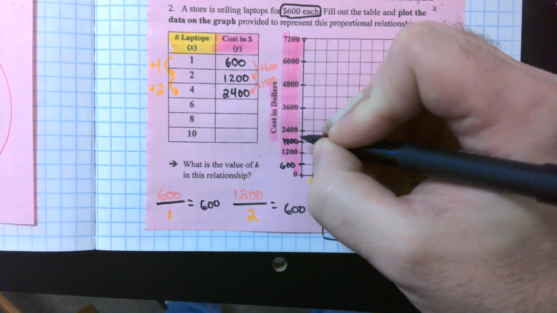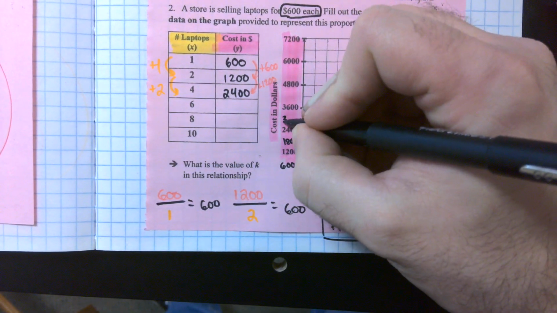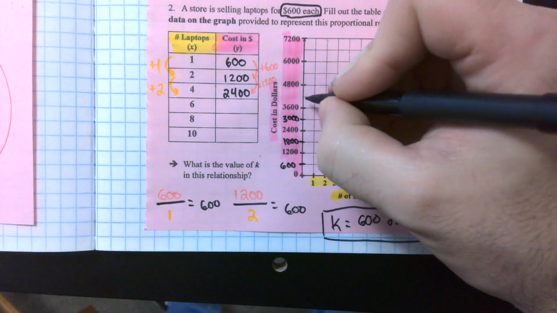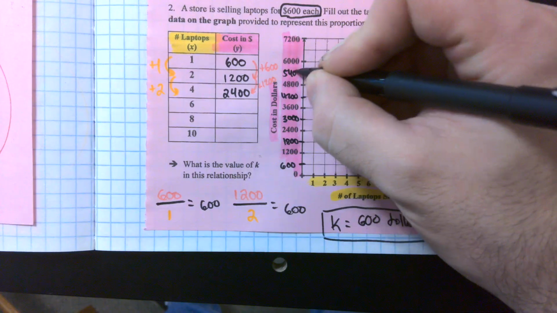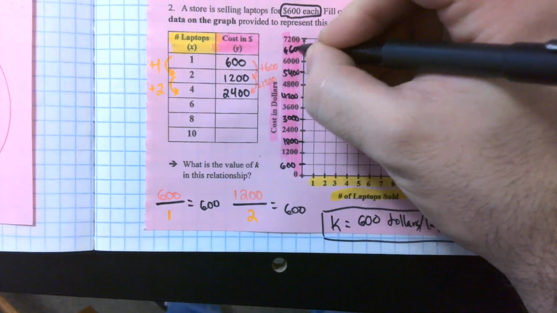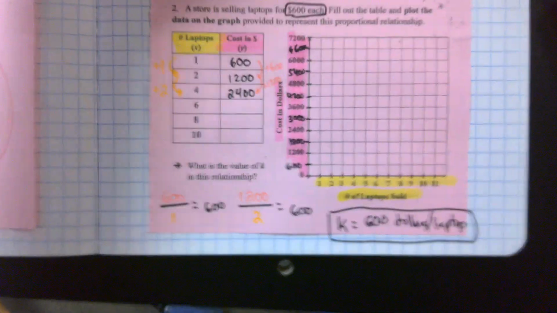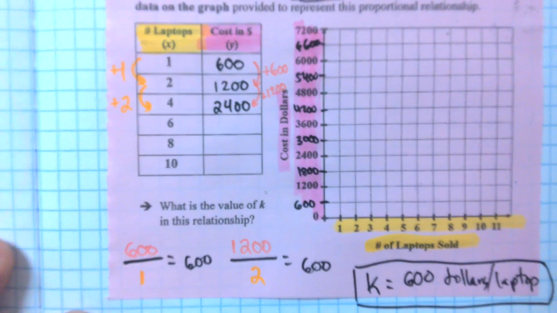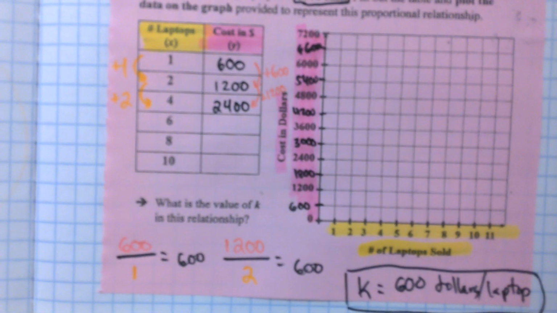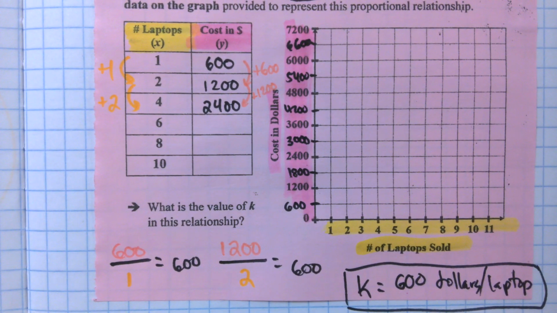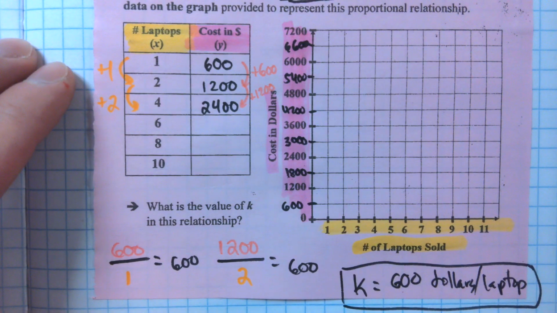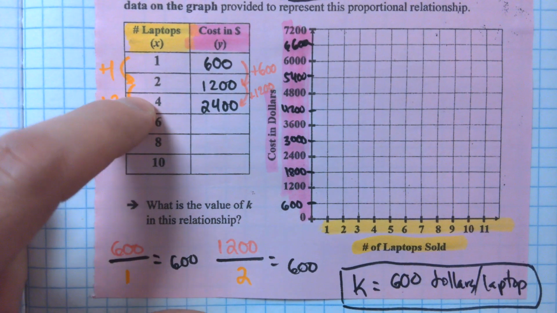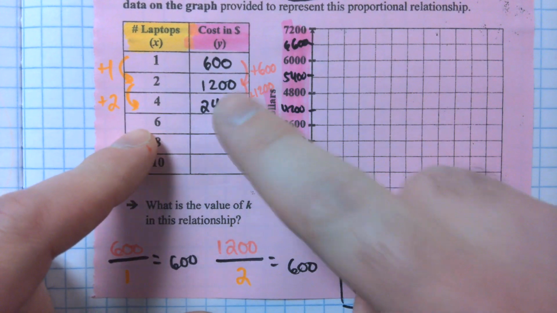Then I have 1,200, 1,800, 2,400, 3,000, 3,600, 4,200, and we can keep going all the way up. Just like that. Everybody with me so far? Yeah? Okay. So I jump another plus 2. I'm going to jump another 1,200.